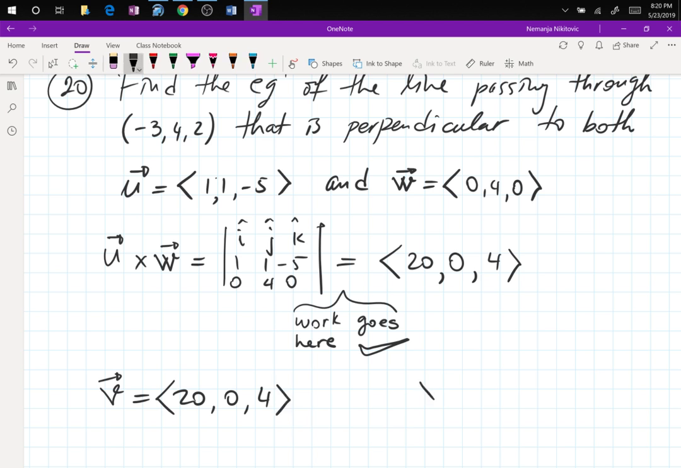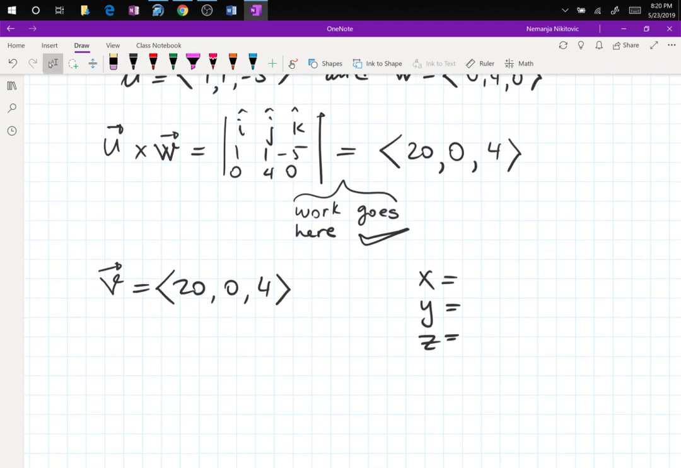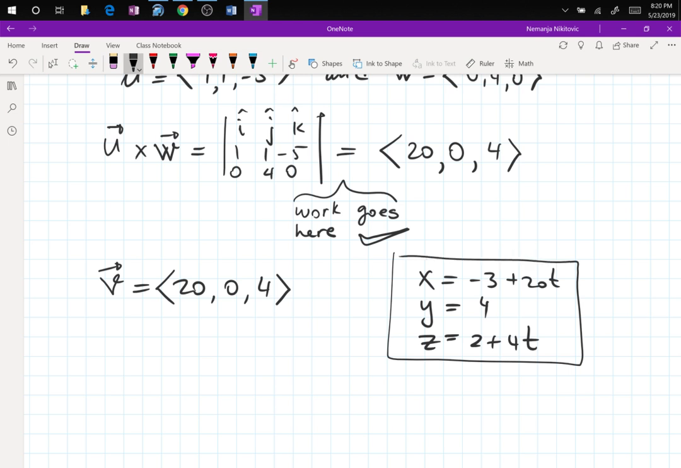And now to set your line, you have your x equals, y equals, z equals. The point given to you is (-3, 4, 2). And then you have plus 20t, plus 0, and plus 4t. That's the parametric equation.